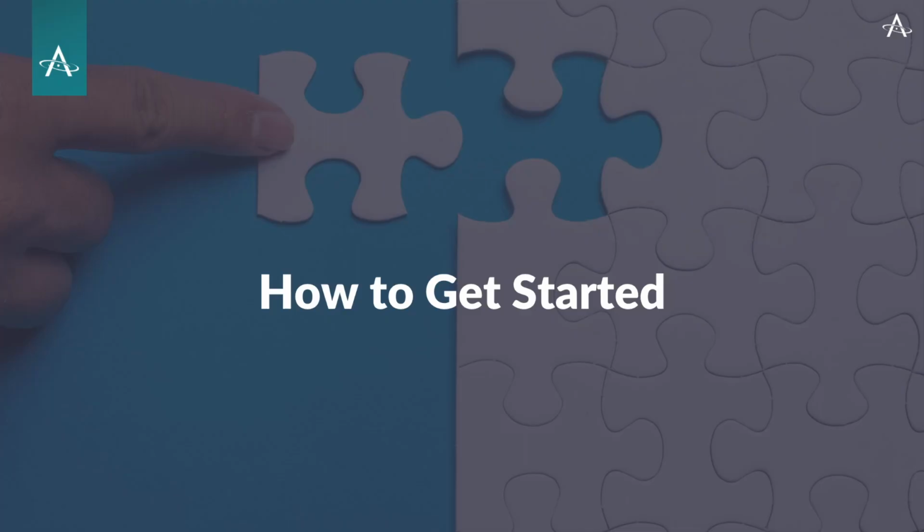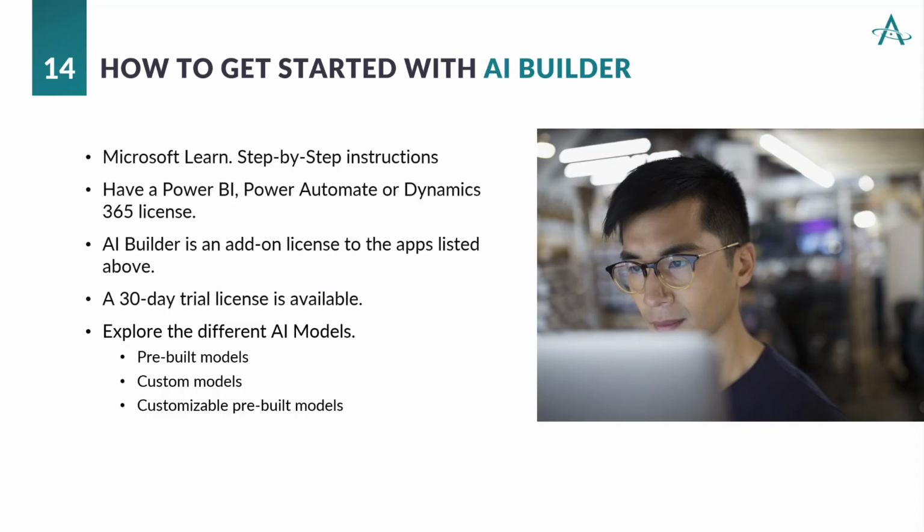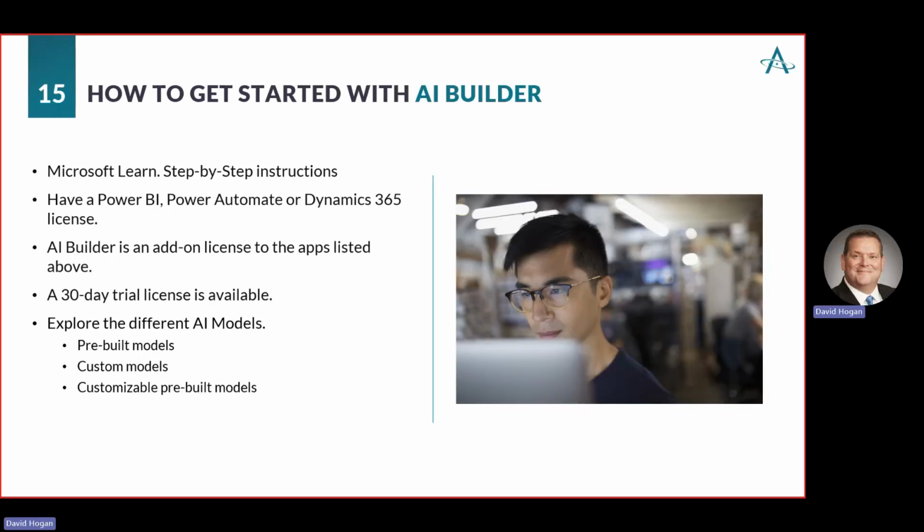So let's talk for a few minutes about how you might get started with using AI Builder. One great resource is Microsoft Learn. You can search that out on the internet. It does include step-by-step instructions to help you get started with AI Builder and to learn about its many features. As I mentioned before, it does utilize Power BI, Power Automate, or Dynamics 365. So in order to use it, you will need to have a license for one of these applications. AI Builder is an add-on license to the apps that I just mentioned to you. So it does require that you pay for an additional license to use it.